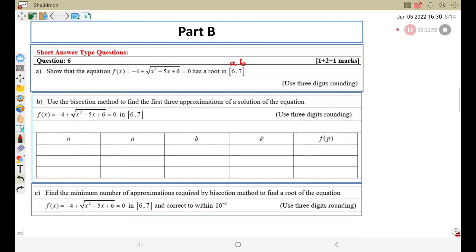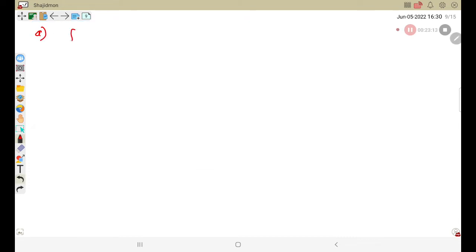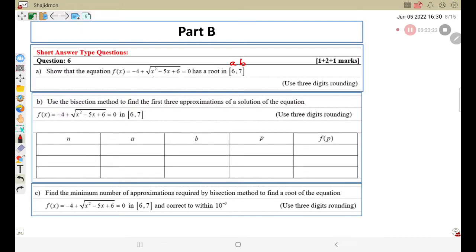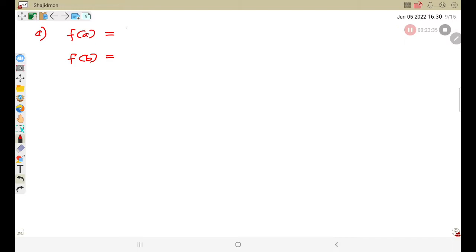How can we do that? Is a root in between 6 and 7 or not? Just calculate f of a and f of b. If you are getting opposite signs, there is a root in between the numbers 6 and 7. So I can show you on the next page. The A part of the question first. First we calculate f of a, then f of b. You know how to calculate this. First enter this equation in your calculator, minus 4 plus root of x power 2 minus 5x plus 6. After that press the calc button, 6, then calc button, 7, correct? So you will get f of a equals minus 0.536 using 3 digits rounding.